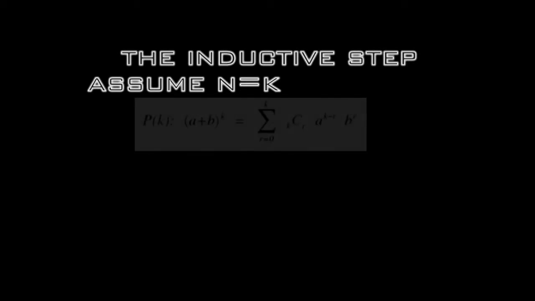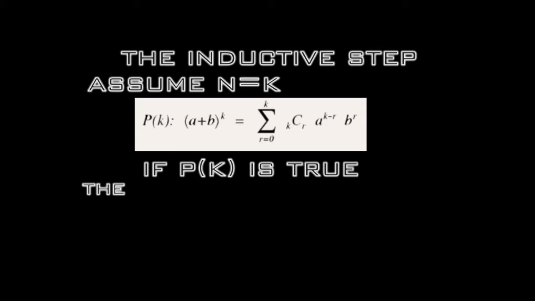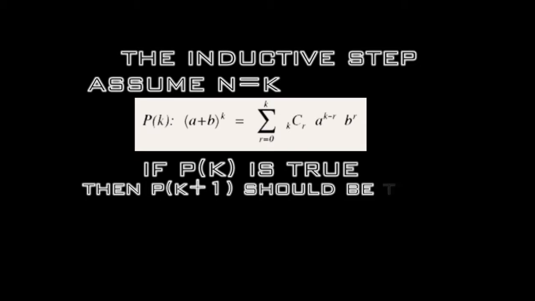The inductive step. Assume n is equal to k. P(k) is equal to (a plus b) raised to k, is equal to the summation of r equal to 0 to k, k taken r times a raised to k minus r multiplied by b raised to r. If P(k) is true, then P(k+1) should be true.